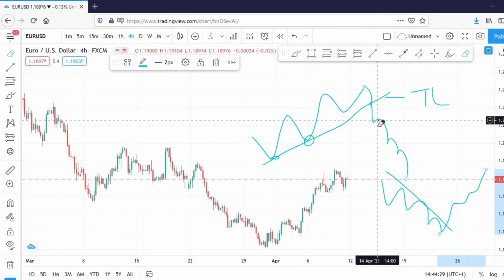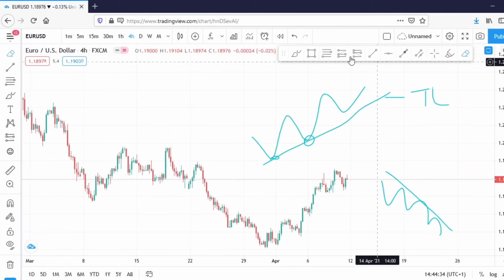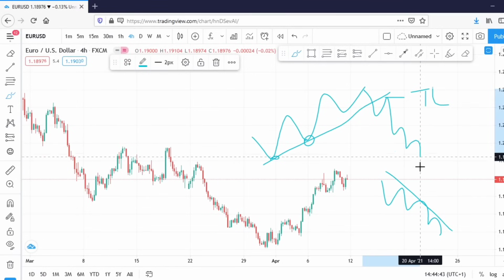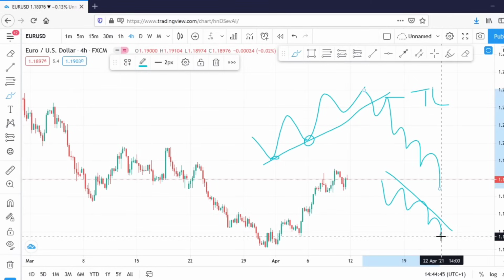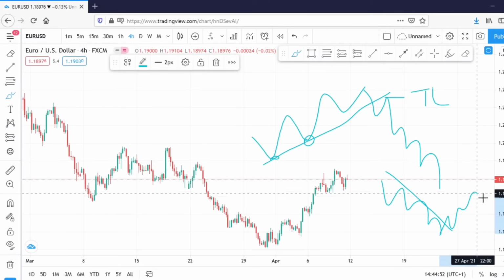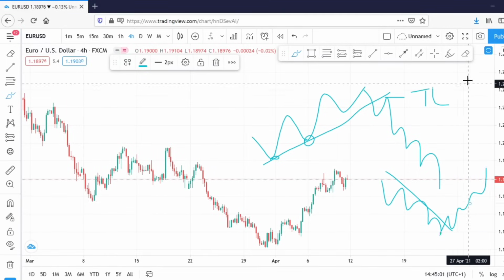Another way it can happen is called break and retest. Okay, so there could be a break of this level and a retest of the trend line and a continuation to the downside. And in the case of a downtrend, there could be a break above the trend line, a retest of it, and continuation to the upside. Now this break and retest can occur in two ways.